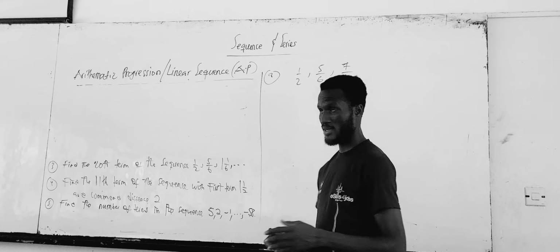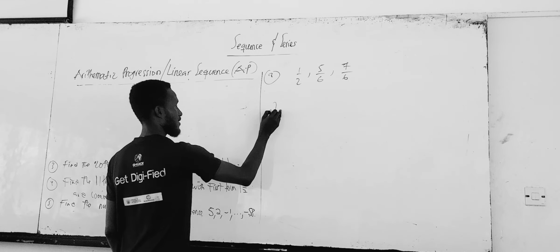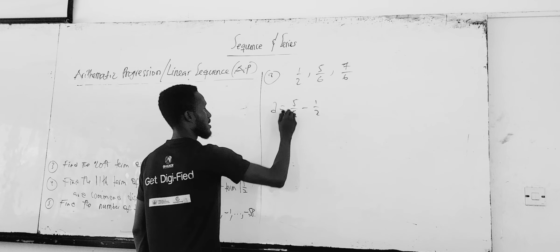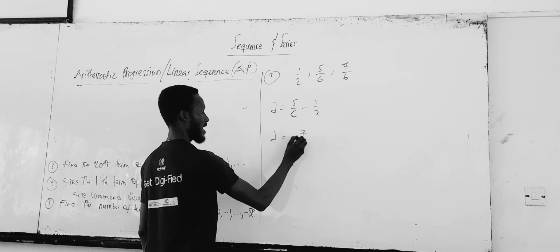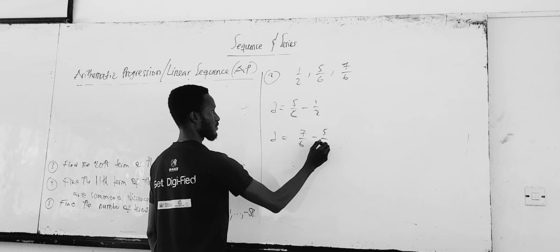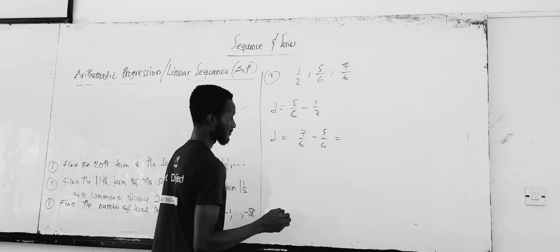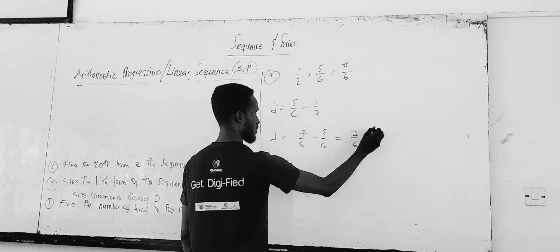Now let's confirm the question, whether everything is in order. Now let's check the common difference here. The common difference will be 5 over 6 minus 1 out of 2, the second term minus the first term. Or it is 7 out of 6 minus 5 out of 6. Now this one will give us 2 out of 6, the same as 1 out of 3.